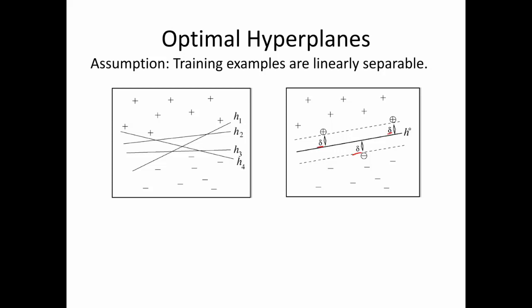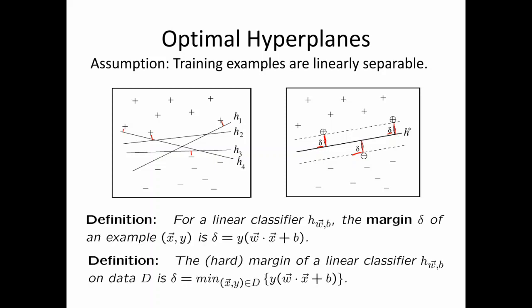And the bigger the delta, the better the hyperplane is. So h1 has a very small delta, and so does h2, h3, and h4 if you compare that to h star. And mathematically, this margin delta of an example is just the class of it multiplied by the true class. And this is how we identified whether an example was correctly classified in the perceptron algorithm. And sometimes we call this the functional margin.